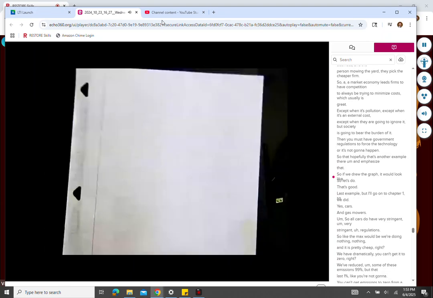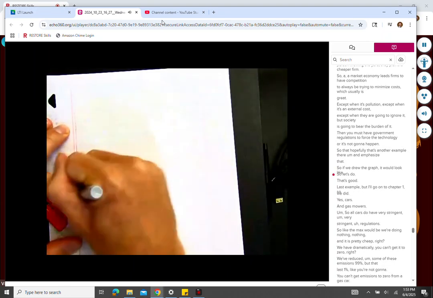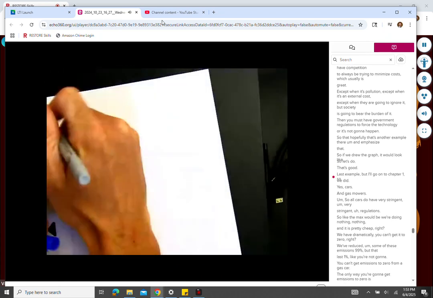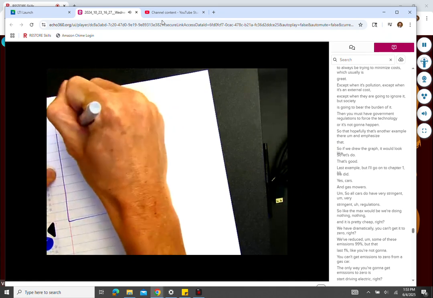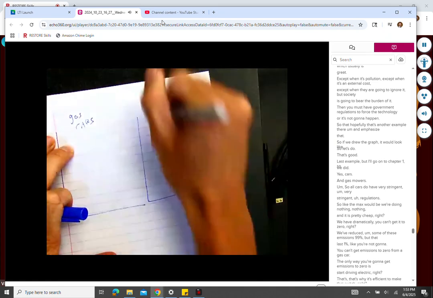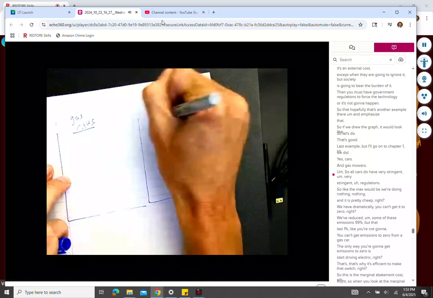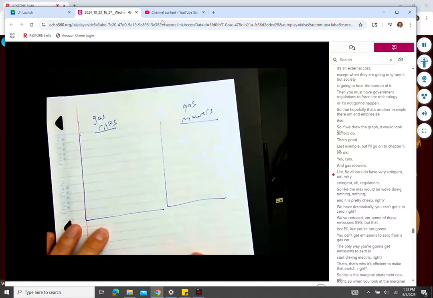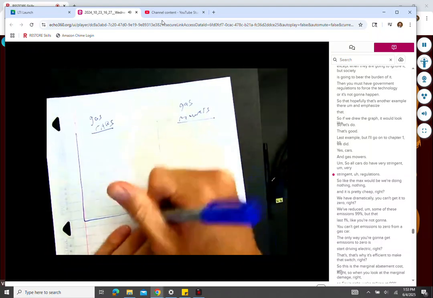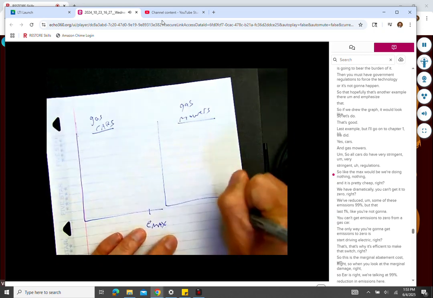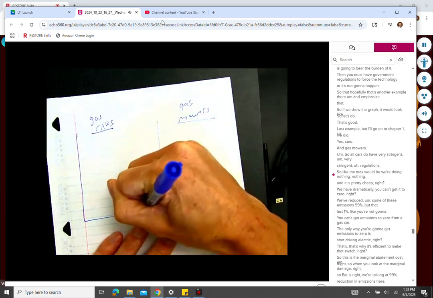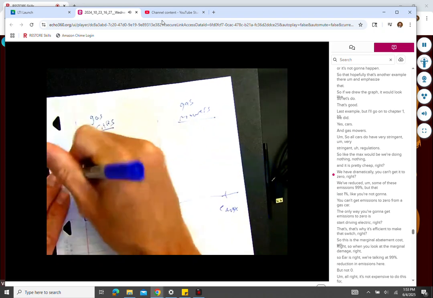So if we drew the graph, let's do the last example, then I'll go into chapter 11. If we did gas cars and gas mowers. All cars do have very stringent regulations. So Emax would be where we're doing nothing, and it is pretty cheap, right? We have dramatically reduced emissions, but you can't get it to zero, right?